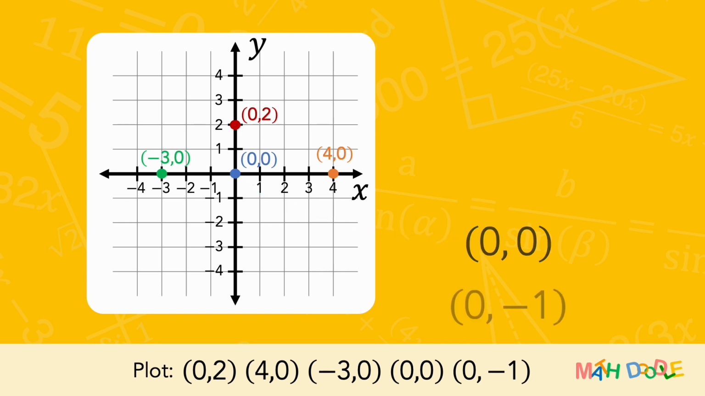Lastly, let's plot the point (0, -1). It has an x-coordinate of 0, which means that the point is located on the y-axis. And its y-coordinate is -1. So, the point (0, -1) is located at the position -1 on the y-axis.